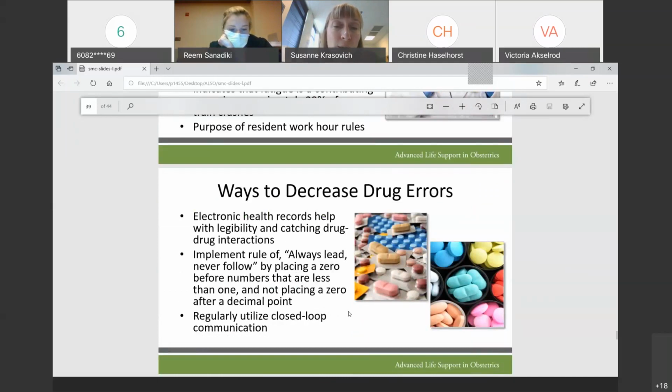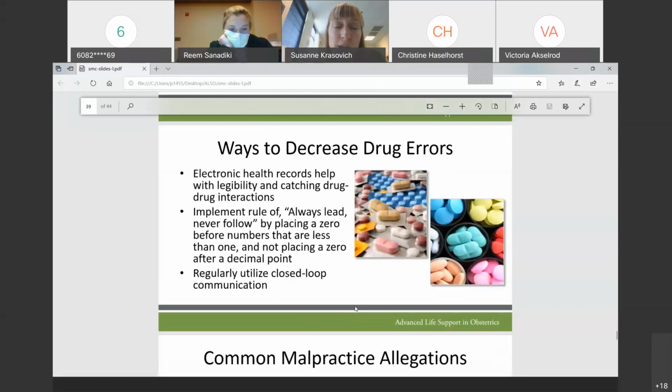Another thing that you can do to help decrease drug errors is utilize zeros appropriately. They talk about the rule of always lead, never follow. So if you have a number that's less than 1, you would start with a 0, so 0.3, for instance. But if you have a number that's more than 1, you would never use a decimal point and a 0. So if you're going to say 4, you would just say 4, not 4.0. And then again, regularly using closed loop communication can also help decrease those drug or medication errors.